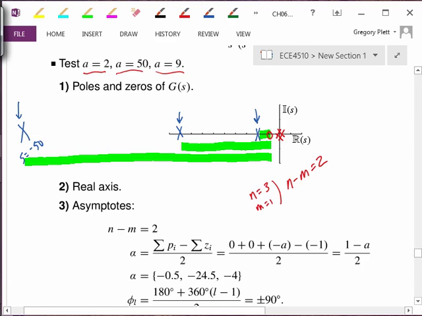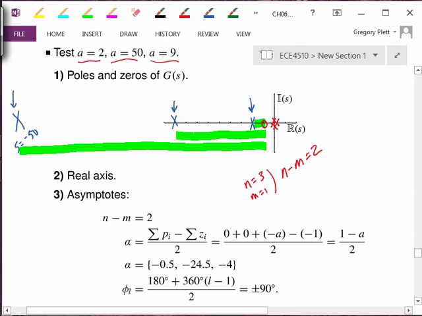But centered where? Well, I take alpha, which is the sum of the open loop poles minus the sum of the open loop zeros, divided by 2. Open loop poles, I've got one pole at 0, one pole at 0, and another pole at minus A. And open loop zeros, I've got one at minus 1. So when I take negative A minus minus 1, I have 1 minus A, then divide by 2. So this is my alpha location.